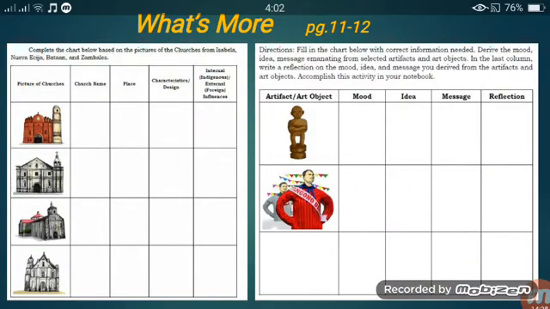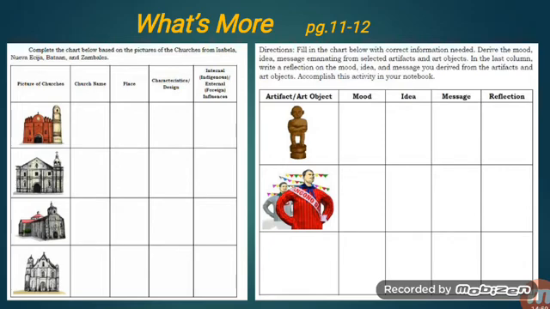I hope you understand our lesson. Please try to answer this activity. Complete the chart below based on the pictures of the churches from Isabela, Nueva Ecija, Bataan, and Zambales.